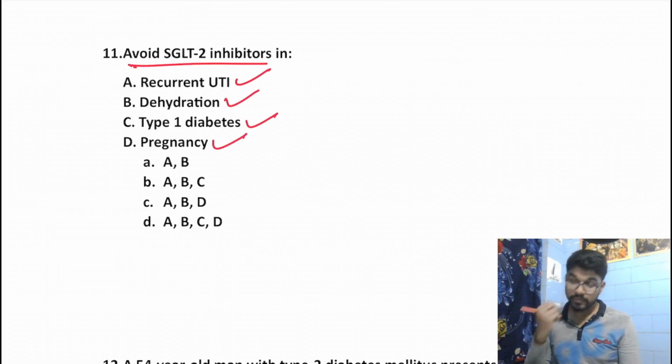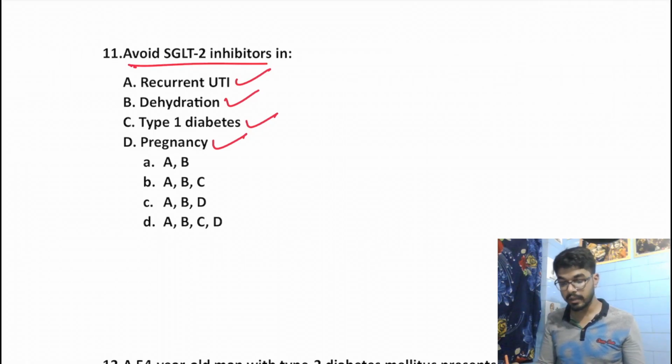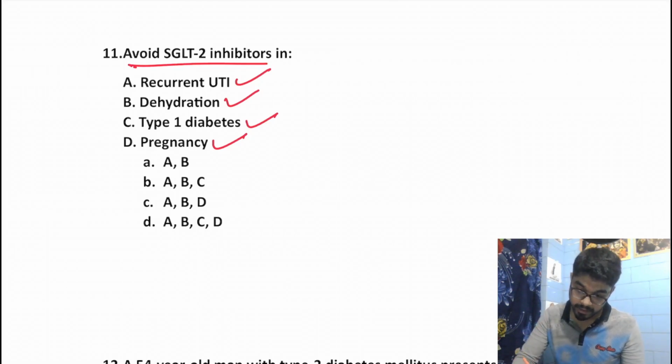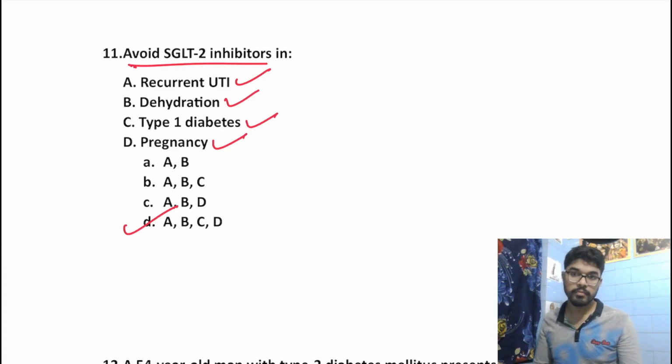Again, in pregnancy we would avoid it. We have already discussed in our DKA video why pregnancy is one of the risk factors for euglycemic DKA, because the fetus absorbs most of the glucose from the maternal blood. That's why we can get euglycemic DKA. So in all of these conditions we should avoid SGLT2 inhibitors. D should be our answer.